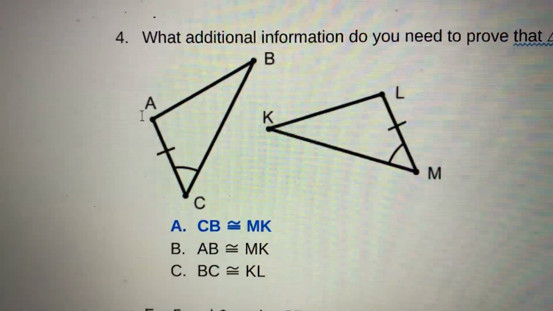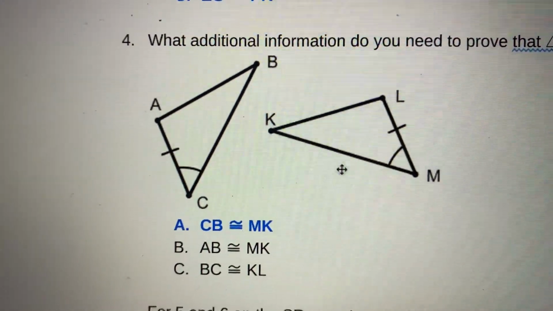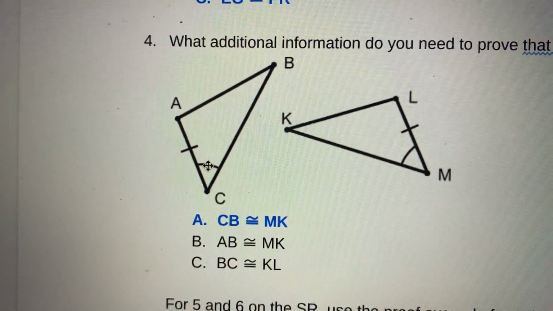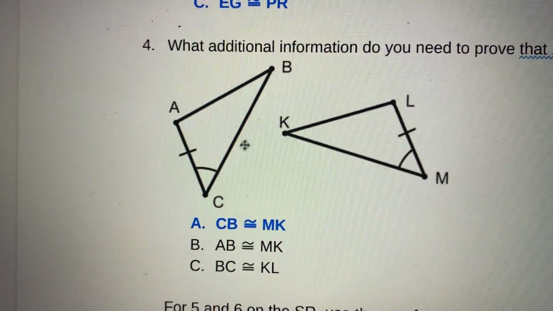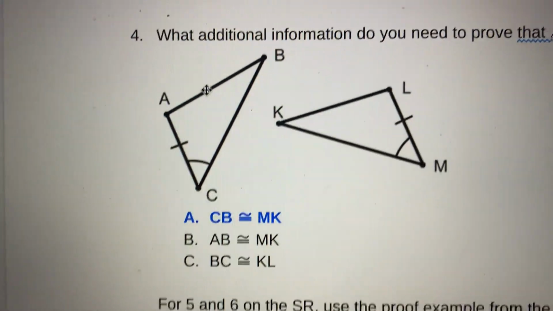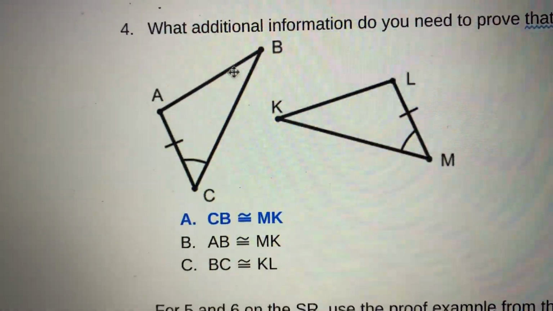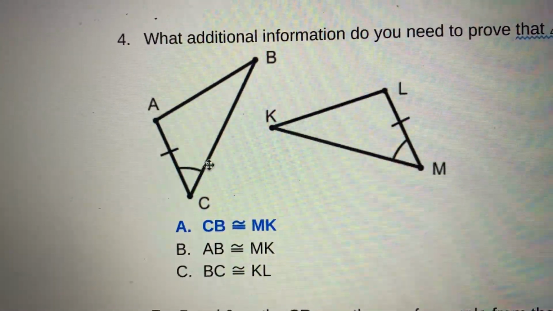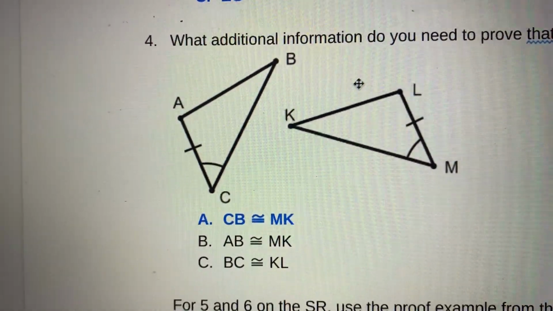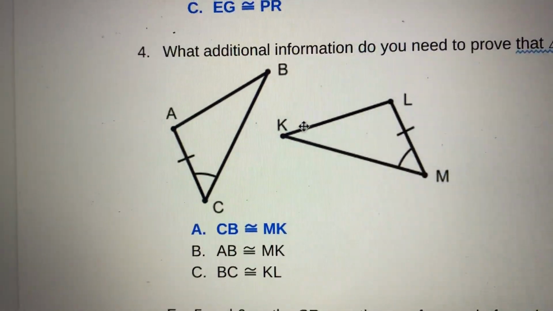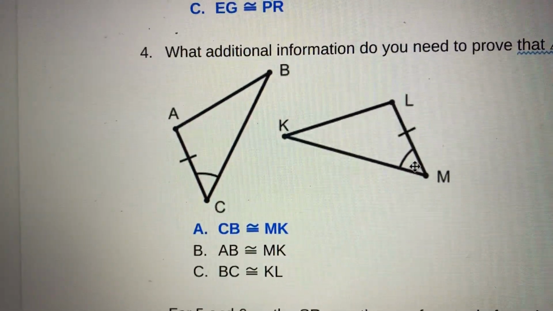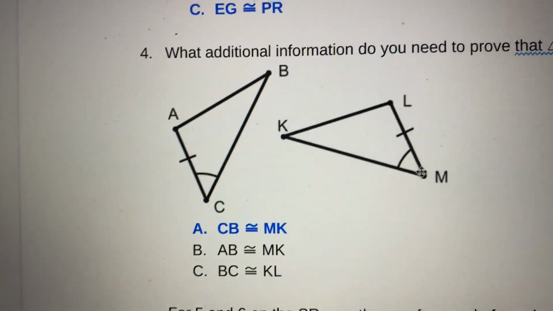So the other one says AB and MK. Like I said, we want MK, but AB is not going to be the one that comes right after the angle. That one would be angle, side, side, which is not what we want. And then the last option was BC, so it's this one here, which we do need, and KL. So it was right for the first triangle, but for the second one, that's not the side we're looking for. We want the side that's going to be right after the angle, which would be the MK or the KM. Okay, so that one is A.